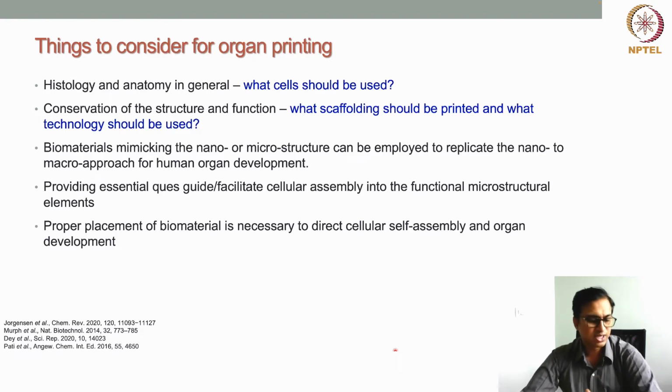As we have discussed in the last slide, each of these tissues has its own structure, and because of this structure, the function generally develops. That's why what type of scaffolding should be printed and what technology should be used is the next thing you should think about and answer. What scaffolding technique means is that with bioprinting, we can print different types of structures that are helpful for that.